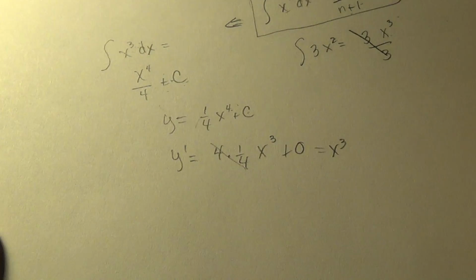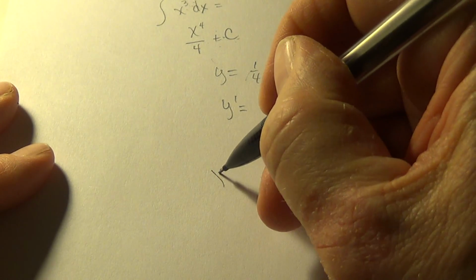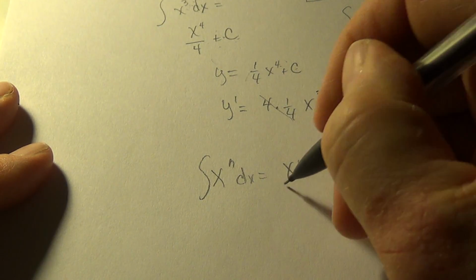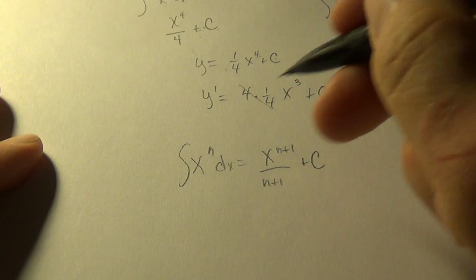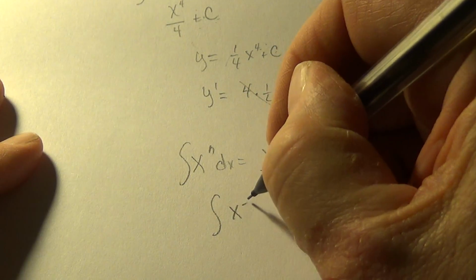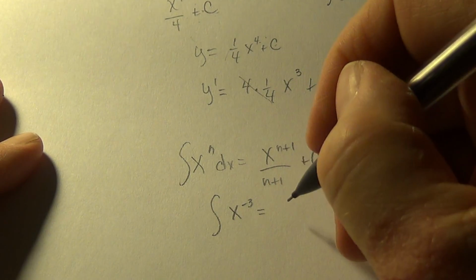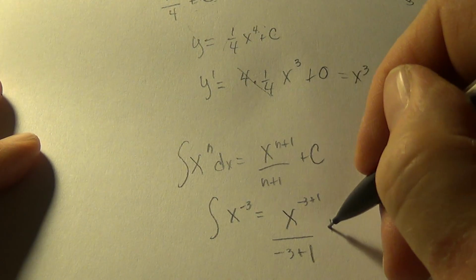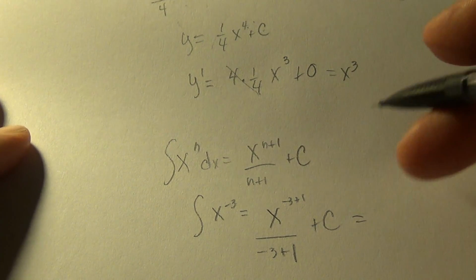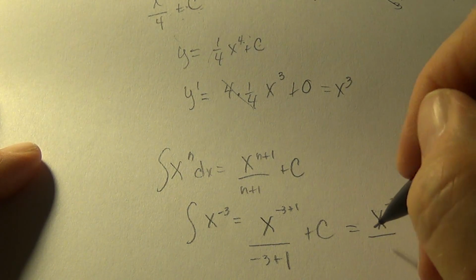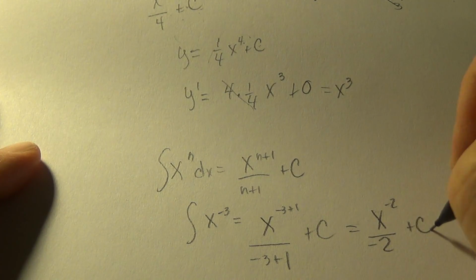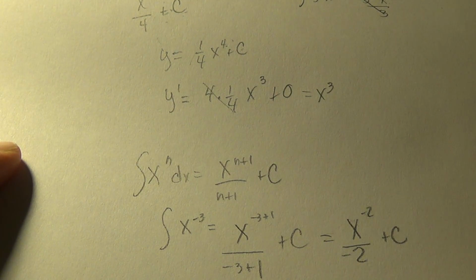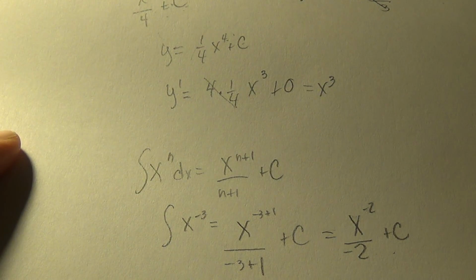Alright, so let's try another one. So again, the integral of x to the n dx is x to the n plus 1 over n plus 1 plus c. Alright, let's try it and find the integral of x to the minus 3. So using the rule, we get x to the minus 3 plus 1 divided by minus 3 plus 1 plus c. Alright, x to the minus 3 plus 1 is x to the minus 2, and this is minus 2 plus c. Alright, so we can write it like that, or we can write the x to the minus 2 in the denominator, where the exponent will be positive. I'll just leave it like that for now.